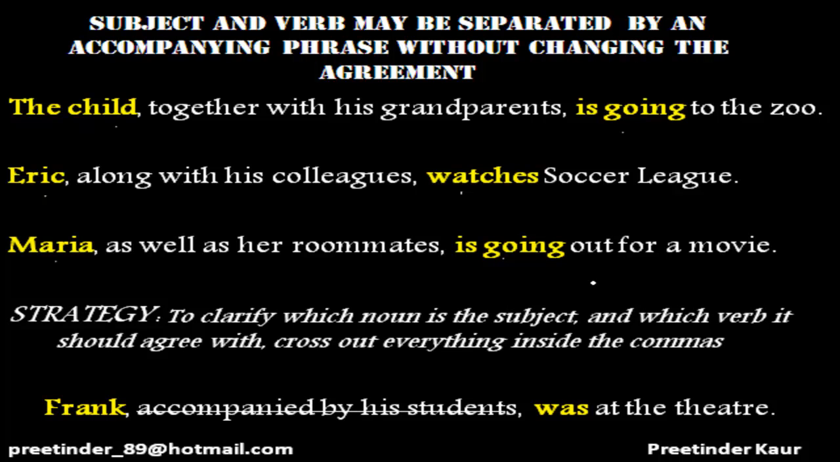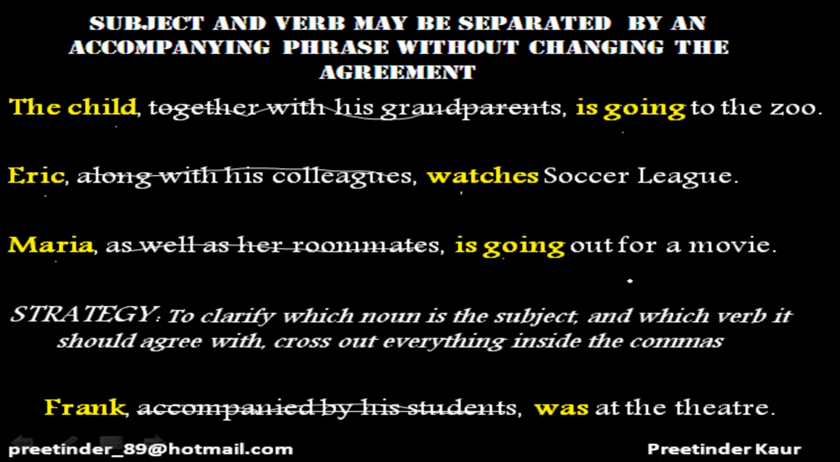So what is the strategy that you need to focus upon? In order to clarify which noun is the subject and which verb it should agree with, cross out everything inside the commas, like Frank, accompanied by his students, was at the theater. To help yourself, you can just cross out this portion, that is accompanied by his students. Similarly, if we have a look at these sentences, you can cross out this: the child is going to the zoo. Similarly, Eric watches soccer league. Maria is going out for a movie. So if you cross out these extra words that are given to confuse you, you can easily identify which noun is the subject and which verb it should agree with.